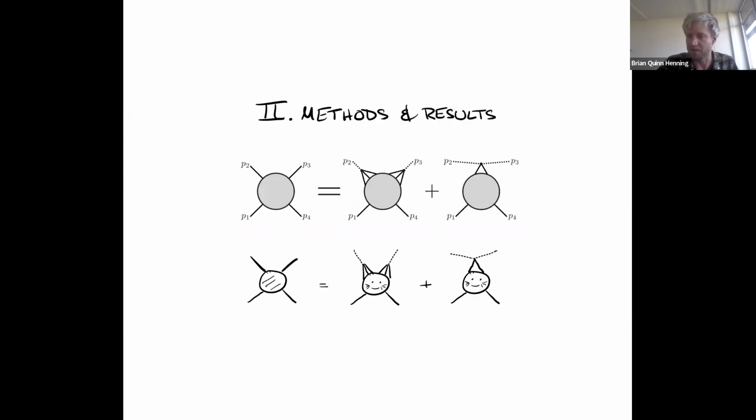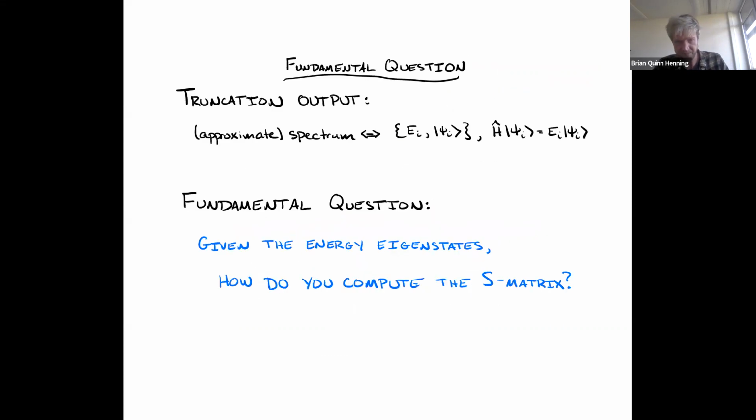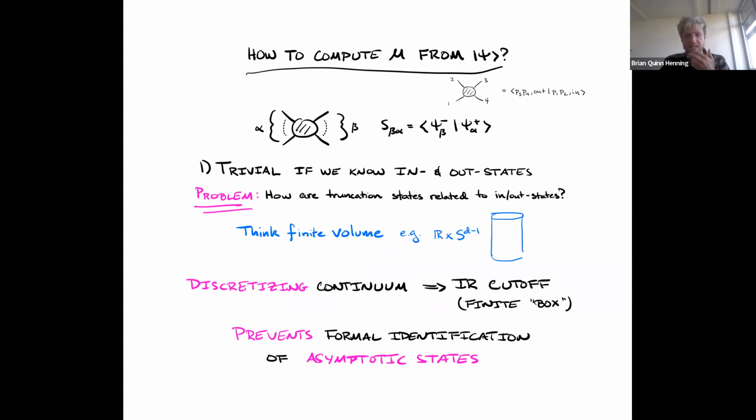All right, so how do we compute the S matrix then? The fundamental question is, you're given a set of eigenstates. We use truncation, but you can imagine them being given from some other place. And if you have such a set of eigenstates, how do you compute the S matrix? So in a sense, let's go through why this is what you might naively try at first and why it's a hard problem.